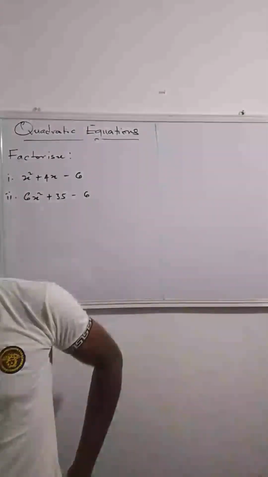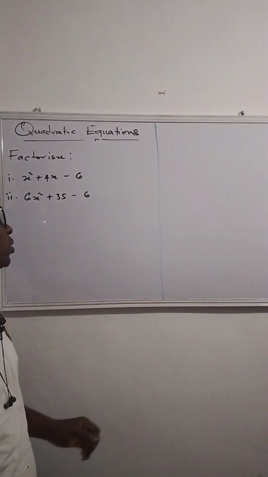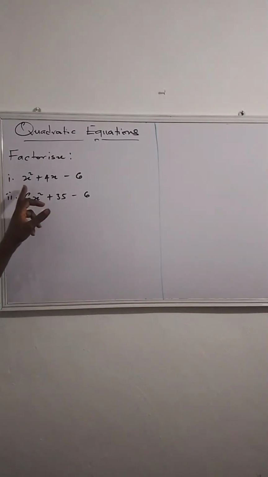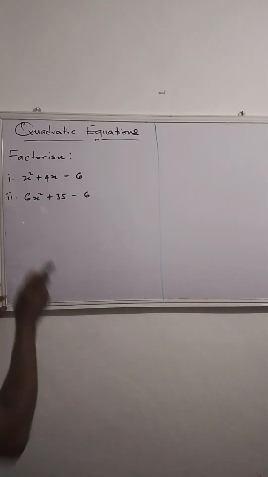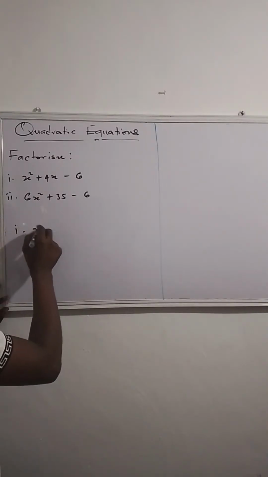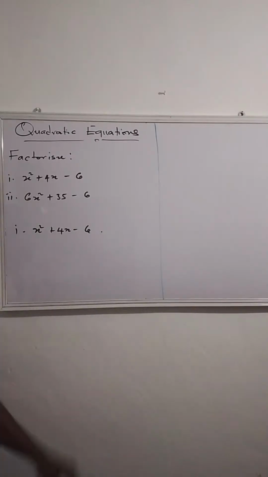So now let us do the correction to that question. So we have to factorize x squared plus 4x minus 6. Now when you look at this, we have x squared plus 4x minus 6. Now the first question is so simple, all right?